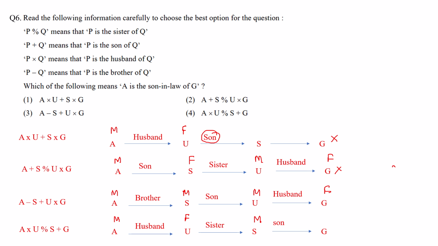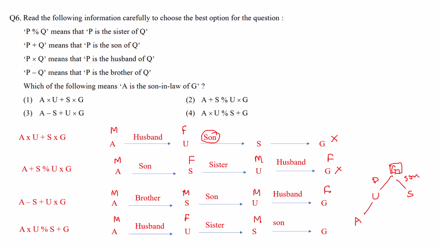From here I can see G is the parent and U and S are both children, one is a son and one is a daughter, isn't it? And A is the husband of U. So from here you can see a daughter's husband is the son-in-law. So you can say that the fourth one is the correct option.